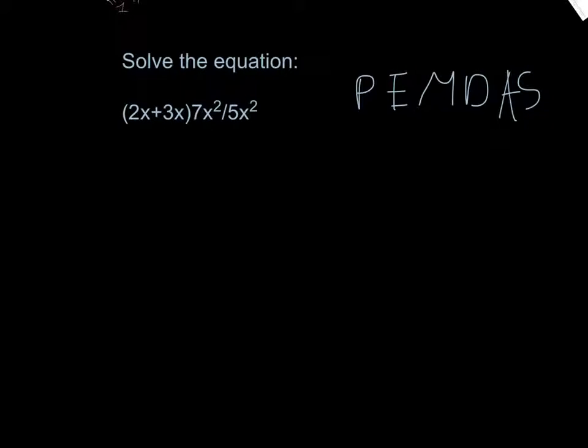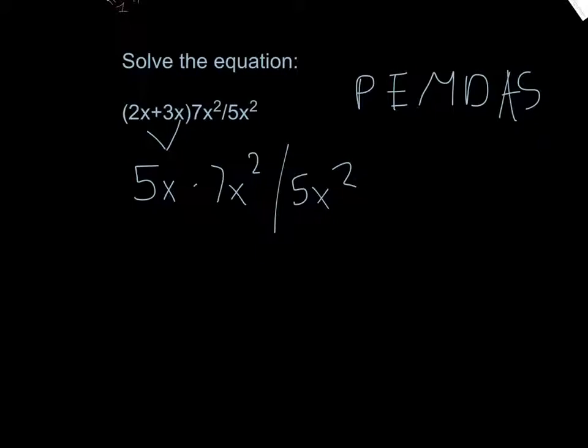First, we have parentheses, like it says here. You can see the parentheses here, so let's solve the parentheses. 3x plus 2x, it's the same kind of term, is 5x. So 5x, and always drop down the rest, times 7x squared divided by 5x squared.